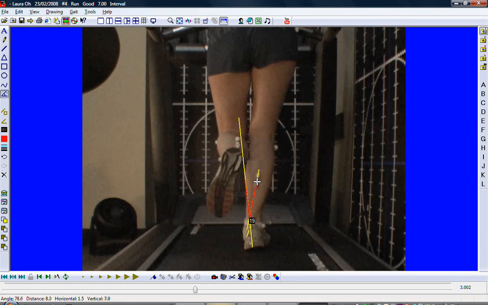Using 2D motion analysis, and with the margin of error in this type of software, I'd usually say anything more than 15 degrees would be considered excessive. So in this case, you'll see that this individual is showing quite an excessive rear foot eversion or pronation angle.